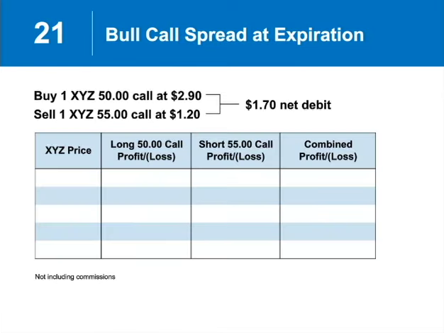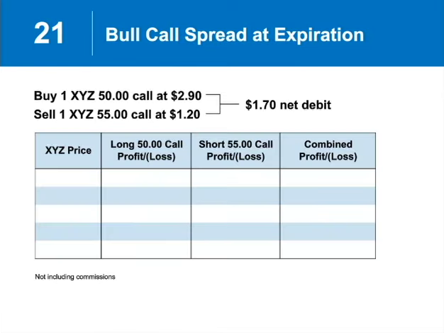Same terminology. We've got bodies and wings with a long Condor. The investor is always paying a net debit. Again, the construction is two vertical spreads, one bull spread and one bear spread. It can also be termed one debit spread and one credit spread. Just like with the flies, profit potential and loss is limited in both.